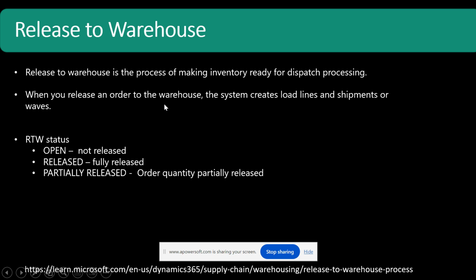When you release an order to the warehouse, the system creates load lines, shipments, or waves. So whenever we release the order lines to the warehouse, let's create a live sales order and we'll see how this creates a shipment or wave. That also we will see quickly in this demo. Also, the release to warehouse status generally consists of three values: it will be open if it has not been released to the warehouse, released if it is fully released to the warehouse, or partially released, which means that even if there is one quantity of the order which has not been released to the warehouse, the status will be partially released. So we will have only these three statuses in a release to warehouse.